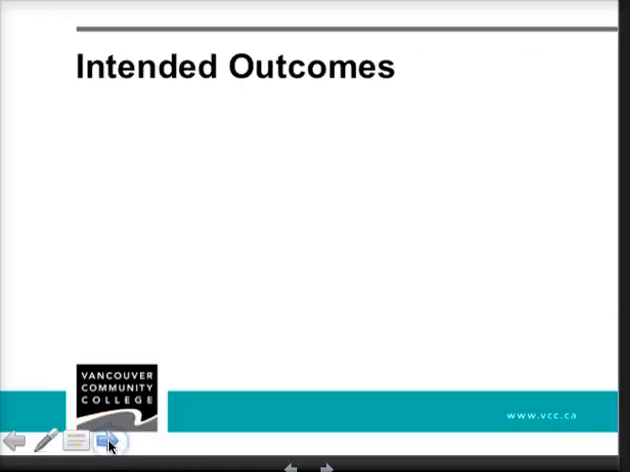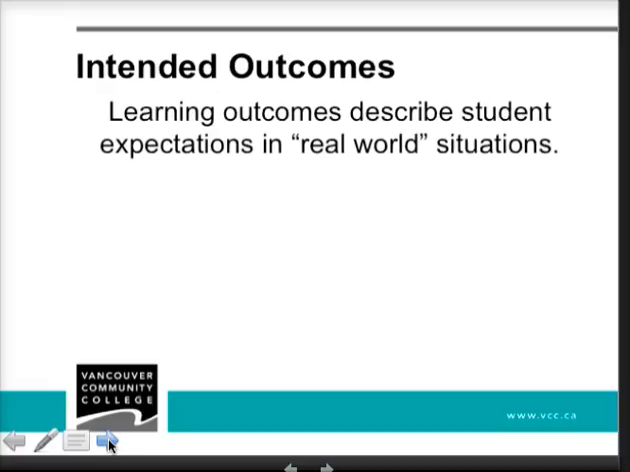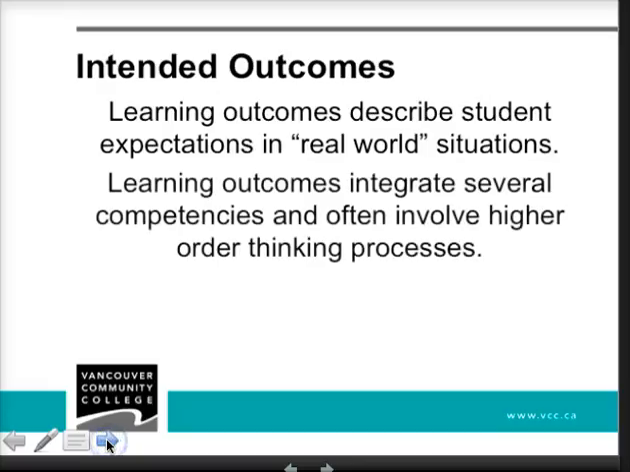Okay, here we go. What are intended outcomes? Intended outcomes, or learning outcomes, same thing, describe student expectation in real-world situations. Learning outcomes integrate several competencies and often involve higher-order thinking processes.